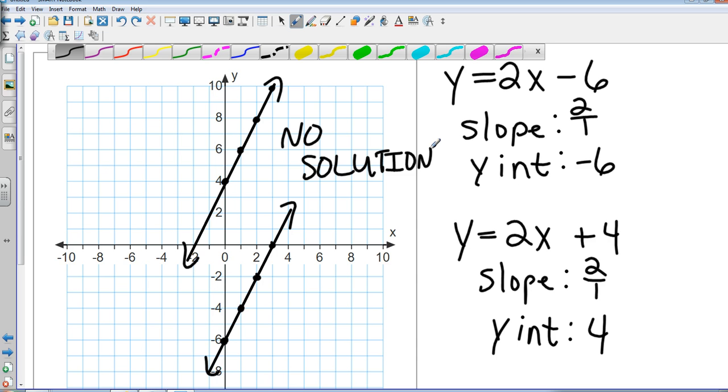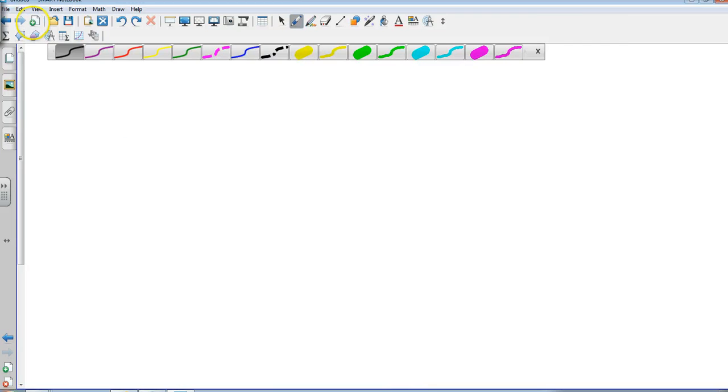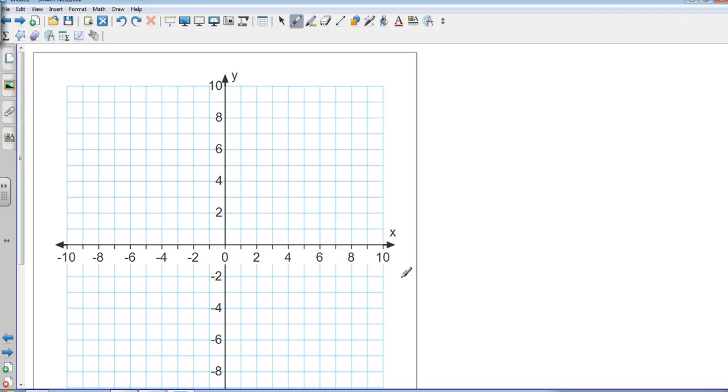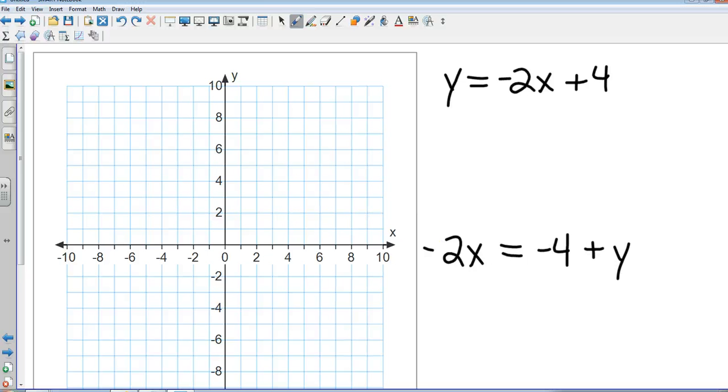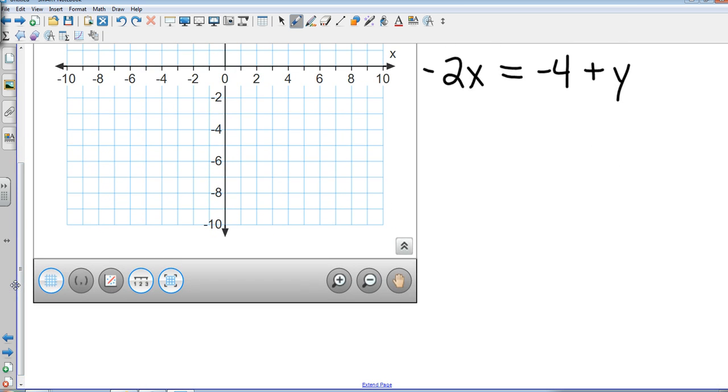So you could have one solution, you could have no solution, and you might even, let's take it one step further, you might get infinite solutions. Here's what an infinite solution would look like. Okay, hang on just a second. Let me make sure I get this right. Okay, that should work out. The first one, we're going to have a slope of -2. We're going to have a y-intercept of 4.